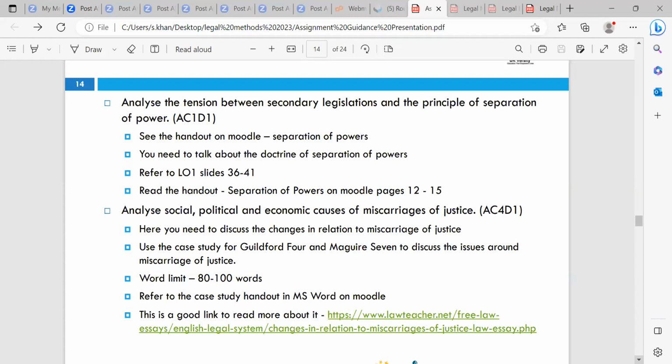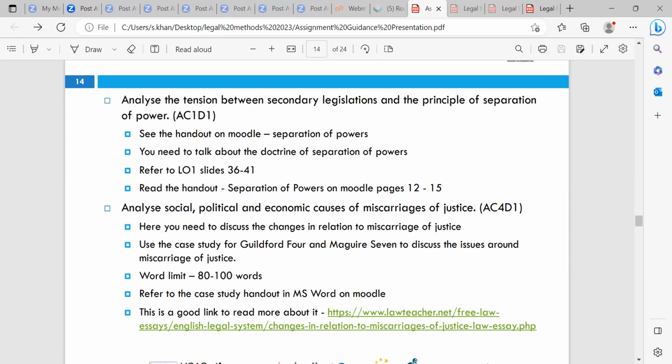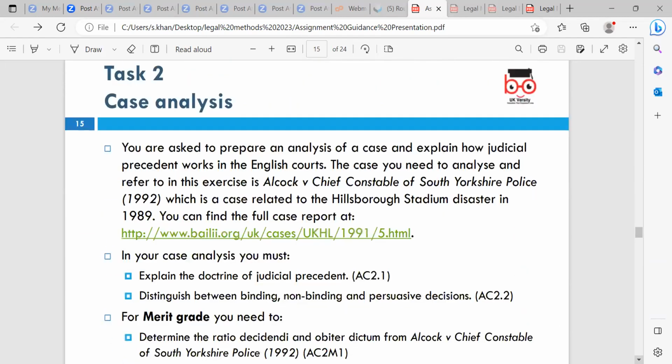And this is a good link to read about more. So, you've got the law teacher there on miscarriages of justice, and have a look at the 2 case studies. Task 2, case analysis. So that was for task 1.